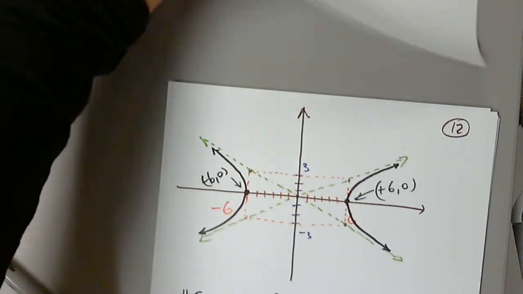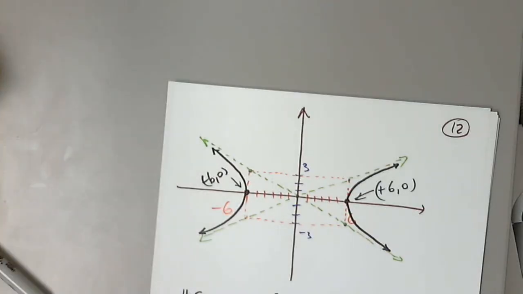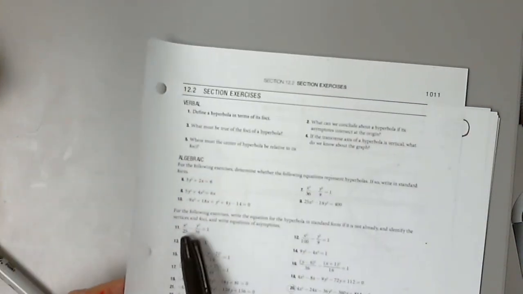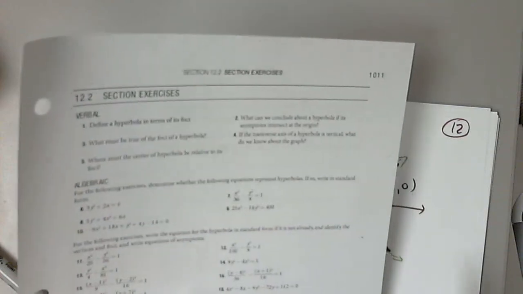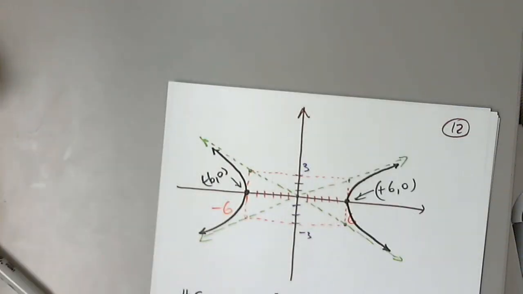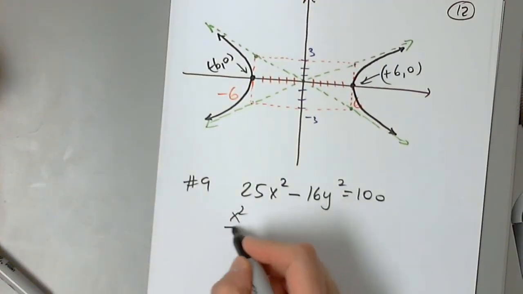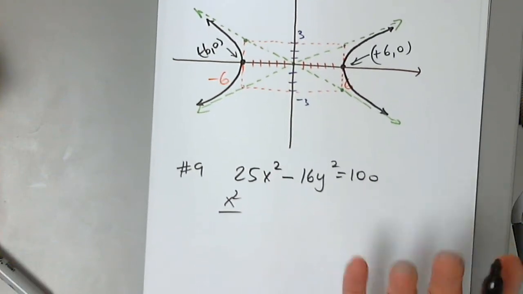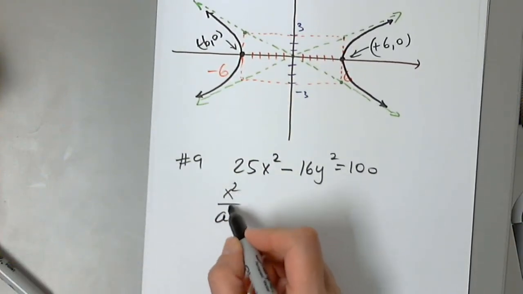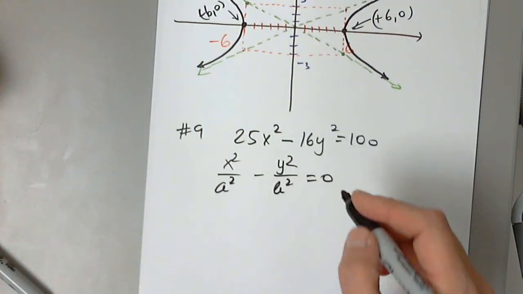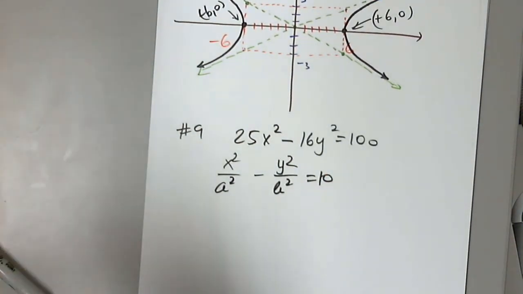Okay, so what do we do with this? In this example, we're asked to identify the vertices. Write it in standard form. That's the first thing. What should we do? Knowing that, let's write the standard form for a hyperbola centered at the origin. So x squared over a squared minus y squared over b squared equals 1, of course.